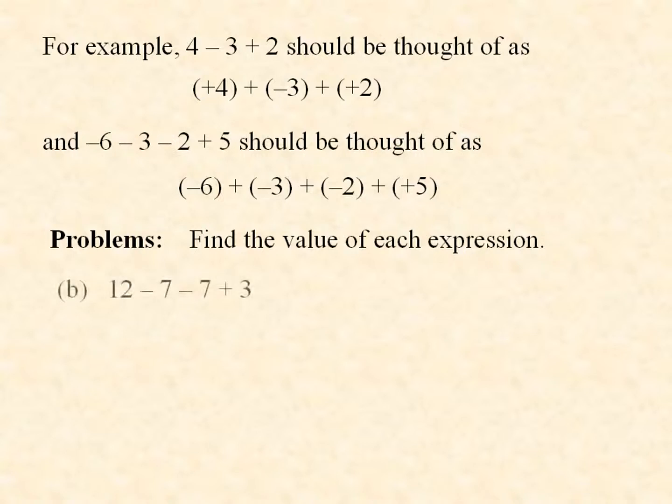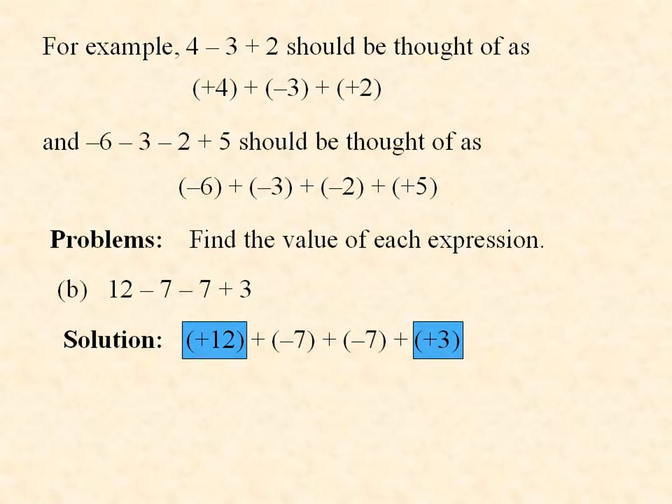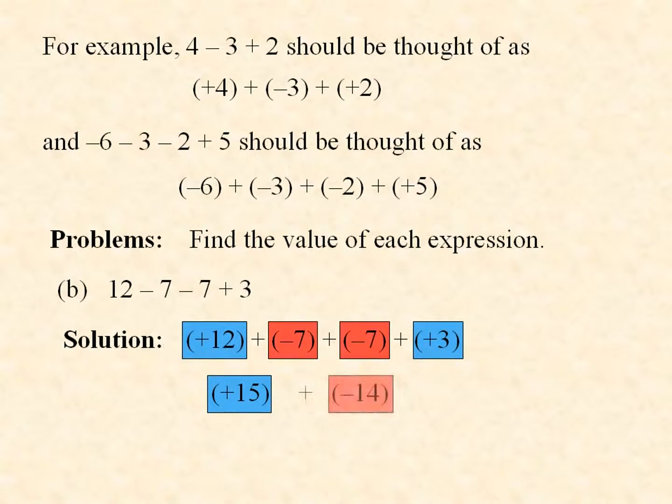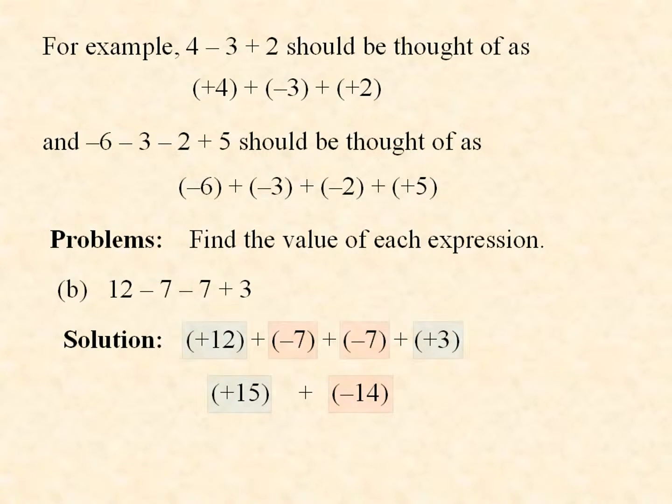B. 12 minus 7 minus 7 plus 3. We think of it as 12 plus negative 7 plus negative 7 plus positive 3. We add the positives. 12 and 3 is 15. And then we add the negatives. Negative 7 and negative 7 is negative 14. So we have 15 plus negative 14, and that is equal to 1.